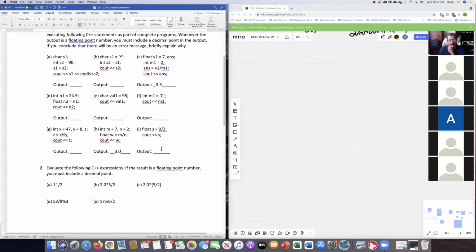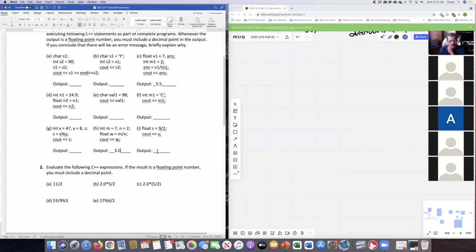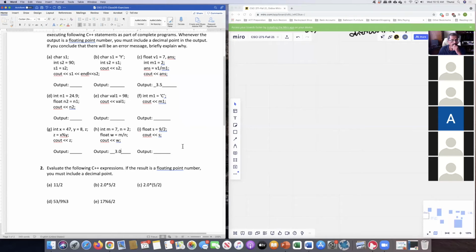3.0 will be correct, but I strongly advise you to write 3.0 when you mean to write a decimal number, because I don't want to get into an argument with anybody about whether there's a decimal point or not. It's hard to see when you don't highlight it with a 0. All right, part I.